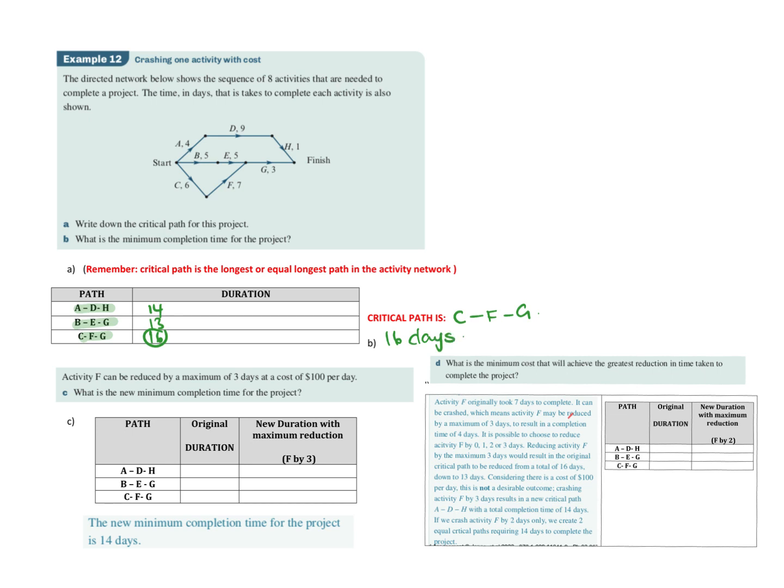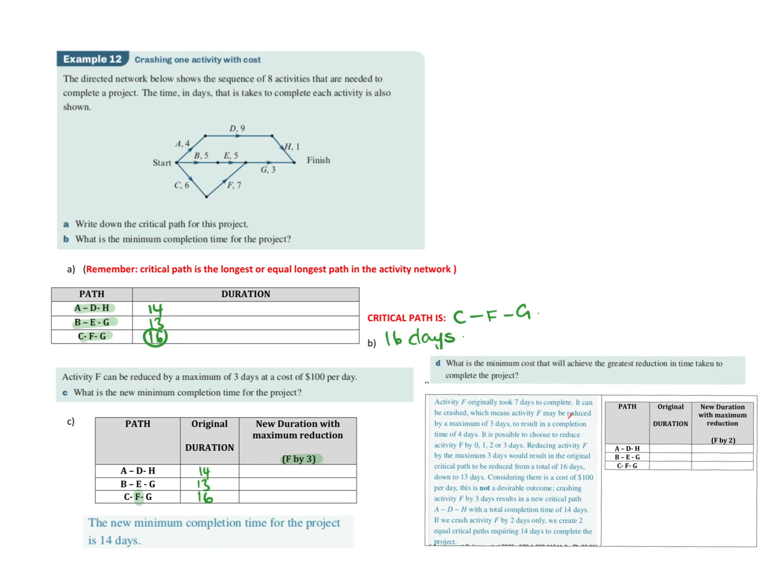Then it says that activity F can be reduced by 3 days at a cost of $100 per day. So what is the new minimum completion time? You can see we've got the paths here. So they set up a table, so we can just write their original completion times. And then what they're saying is we can reduce F by 3. So find where F is.